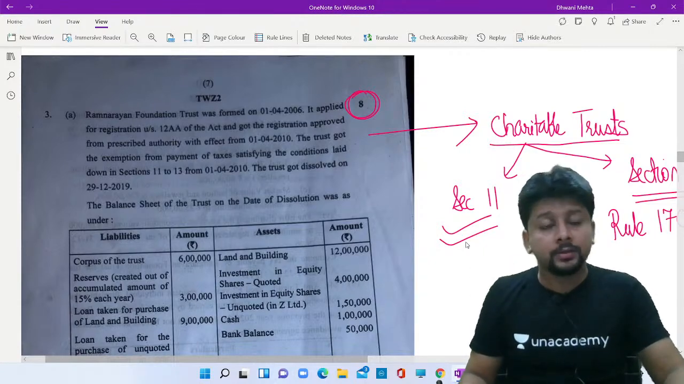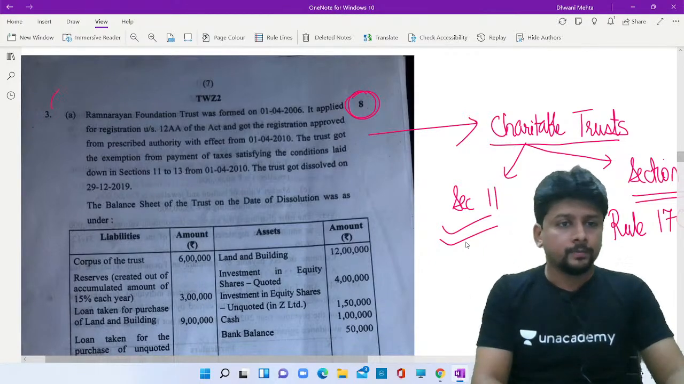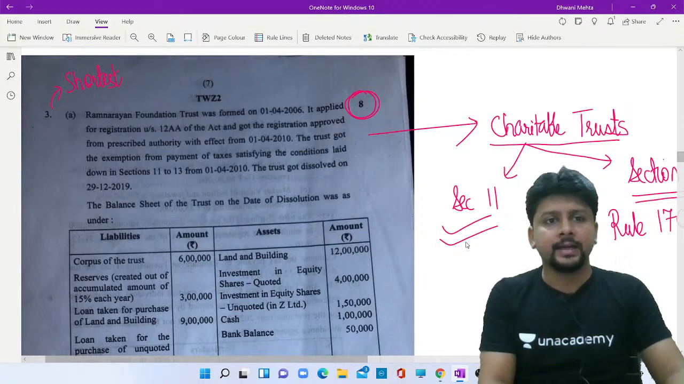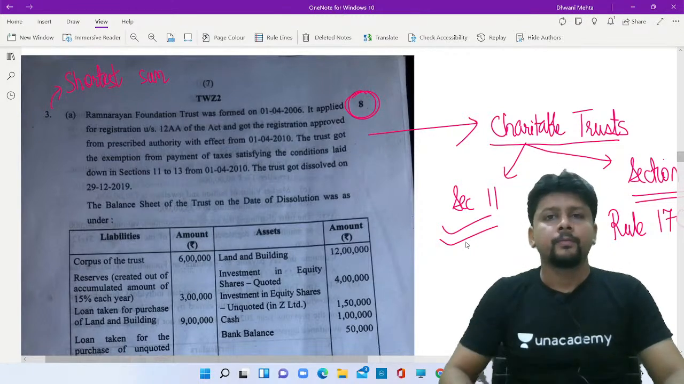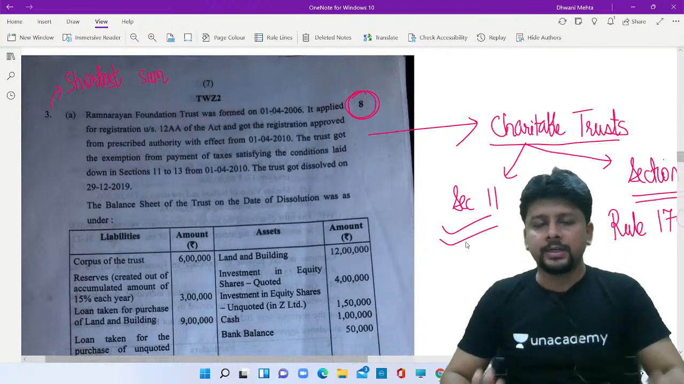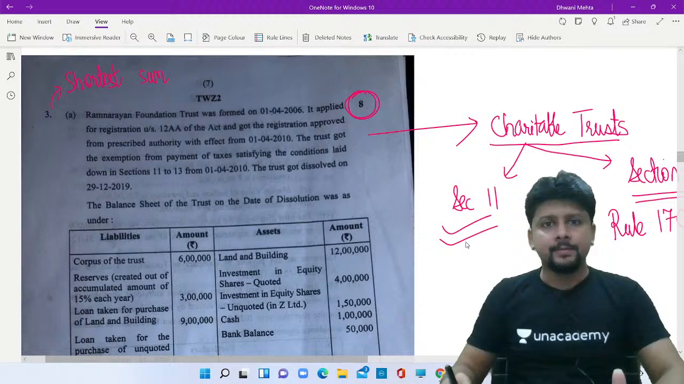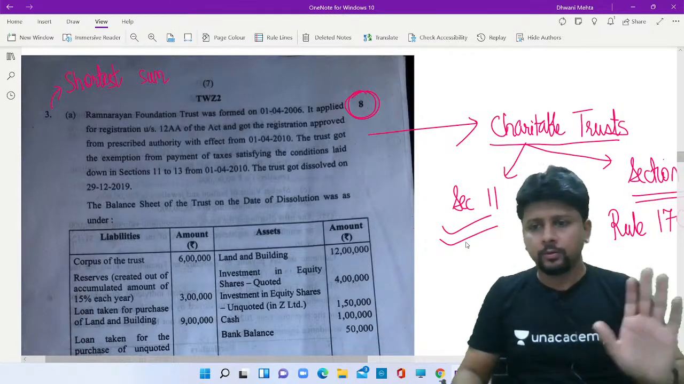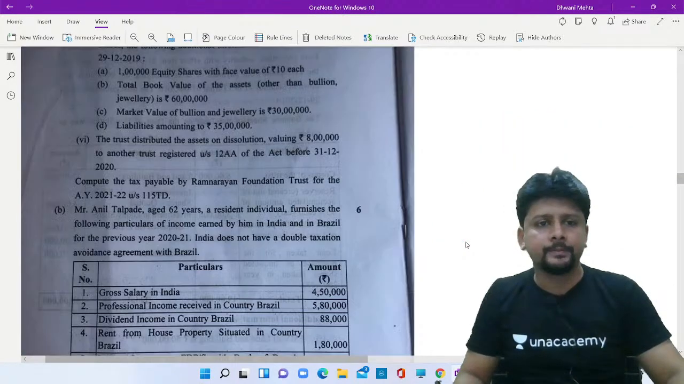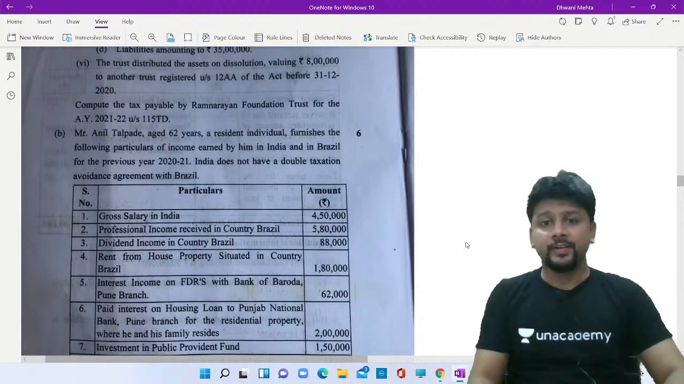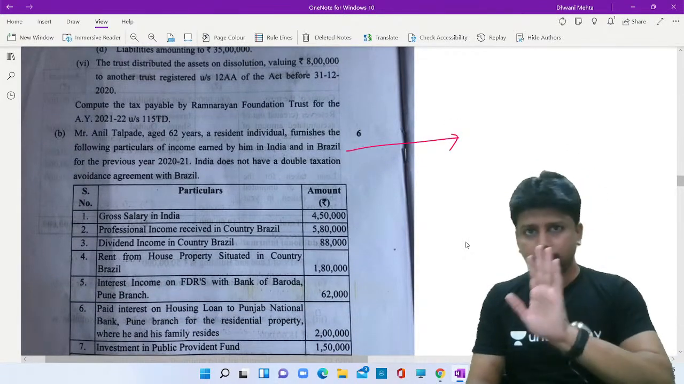Question 3, part A. Question 3 actually was, if I can say that way, the shortest sum in the entire question paper. In the entire question paper, attempting question number 3 would have taken less time as compared to the balance of the question paper. Question 3 had only part A and part B. Part B, now even this was something interesting.